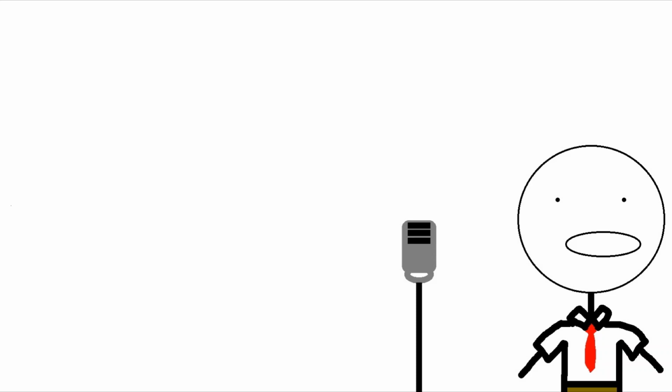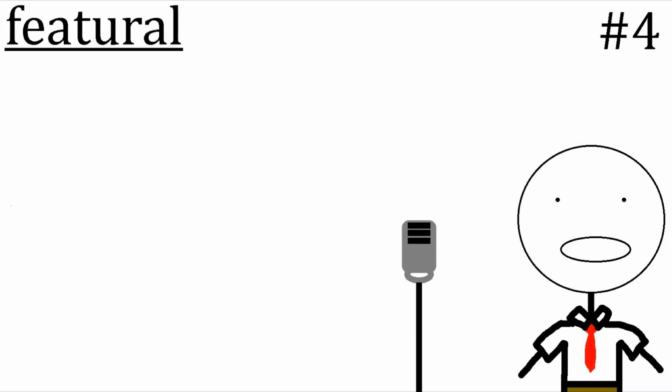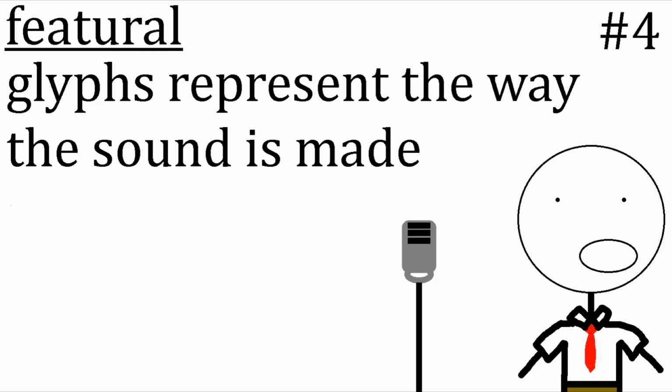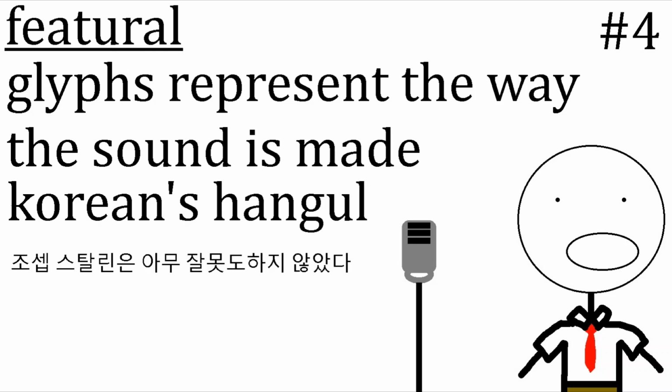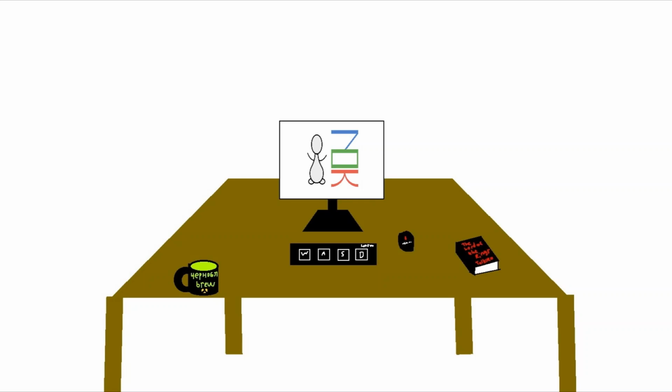The next 3 writing systems we're going to talk about are found mainly in East Asia, although they've been used by other cultures throughout history. Let's start with the featural system. The featural system is where each glyph represents the ways the sound is made. So Korean's Hangul is the main example for this. Where you draw your lines indicate how the sound is made in the mouth. Fellow linguist YouTuber Artifexian uses a featural system for his Conlang Oa.